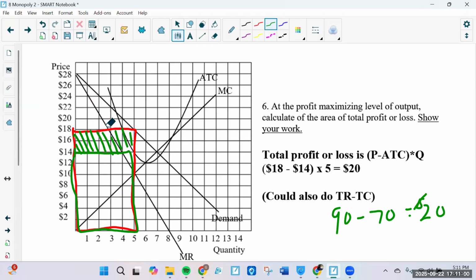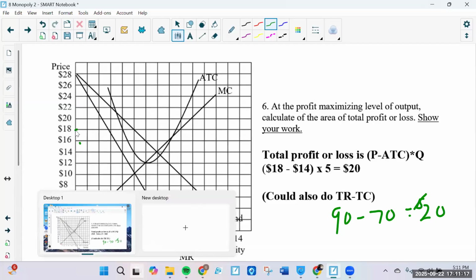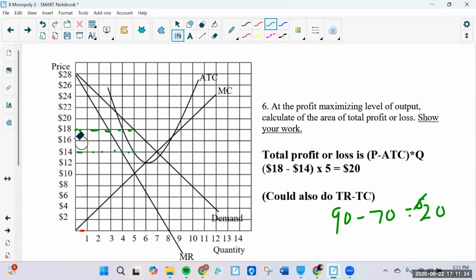But the other way to do it, and probably the way they're going to want you to do it on the AP exam, they're probably not going to give you total revenue and total cost. What they're going to give you is a situation where you take price minus ATC times Q. So price is 18. Average total cost is 14. So it'd be 18 minus 14. You're making $4 per unit and you're selling 5 units. So it would be 18 minus 14 times 5, which is 20, or 4 times 5 is 20. So that would be it, if they said calculate the area of economic profit, you could do that.